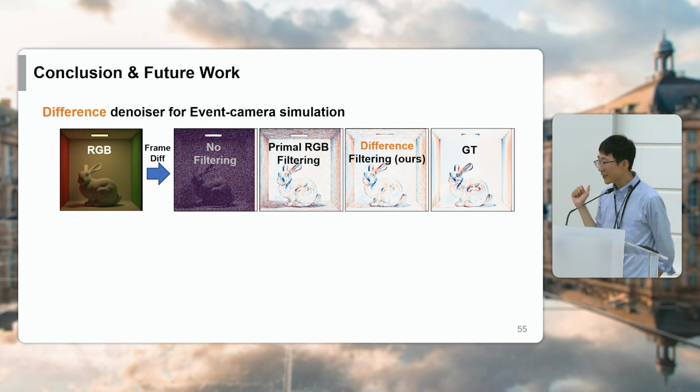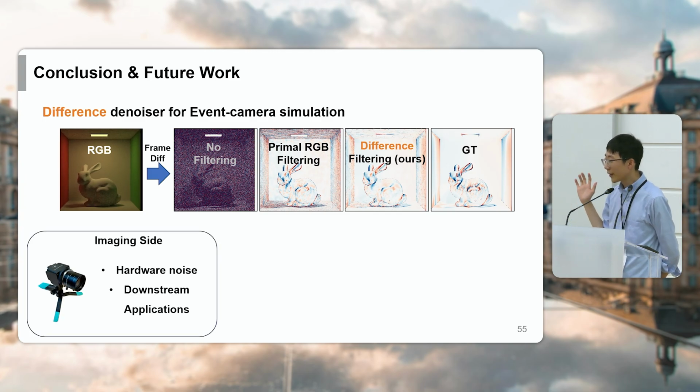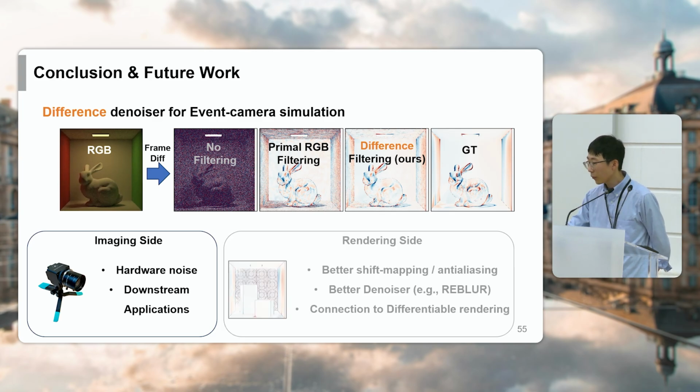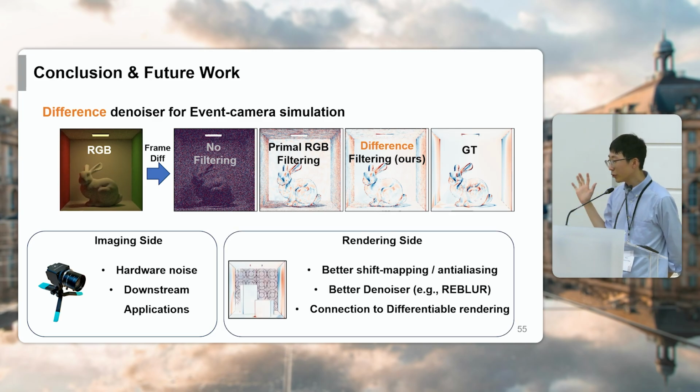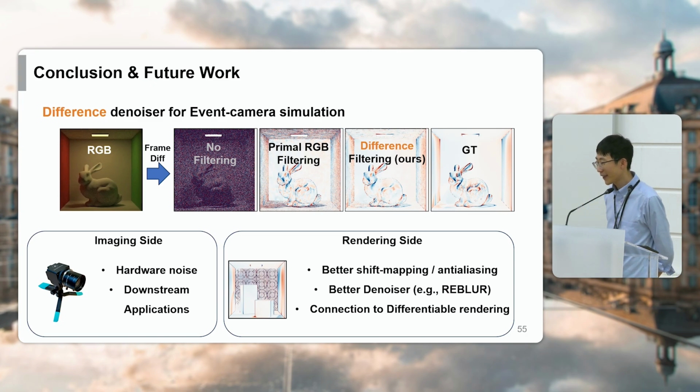There are several promising directions for future work. For the imaging side, modeling hardware noise or developing downstream applications would be interesting future work. And for the rendering side, using improved shift mapping, here we only use random reuse, but we can use other algorithms, or using better anti-aliasing algorithms, or using better denoisers like ReBLUR, or even searching connections to differentiable rendering can be exciting future work. So this is the end of my talk.